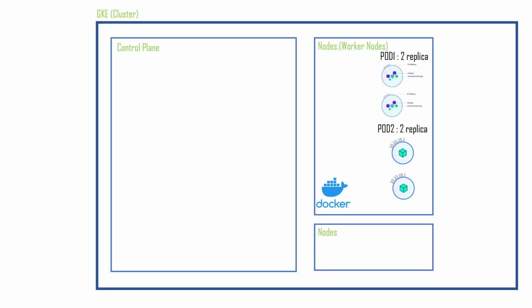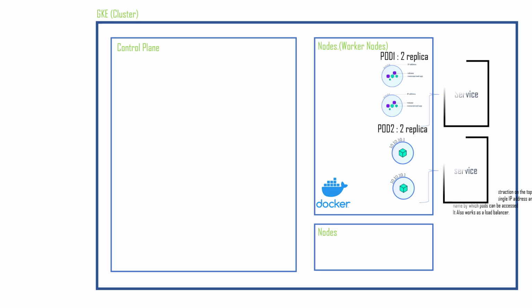On top of these pods there is another abstraction called the service. It basically provides a single IP address through which you can access these pods. It can also act as a load balancer in case one of the pods within the replica gets more traffic.